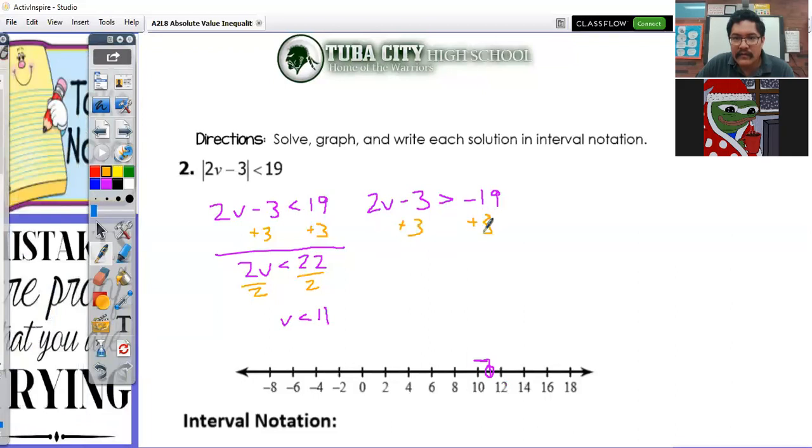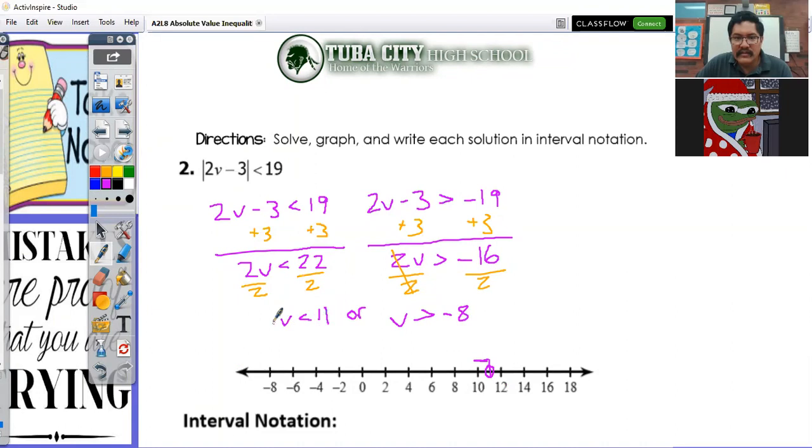Plus 3 to both sides, 2v greater than, and now in this case it's going to be a negative. So that would be negative 16. All right, and then divide both sides by 2. So 2 gets canceled on this side. V is greater than negative 8.